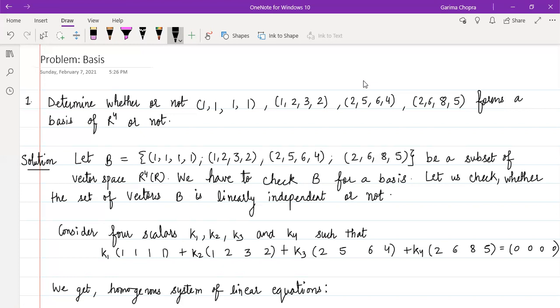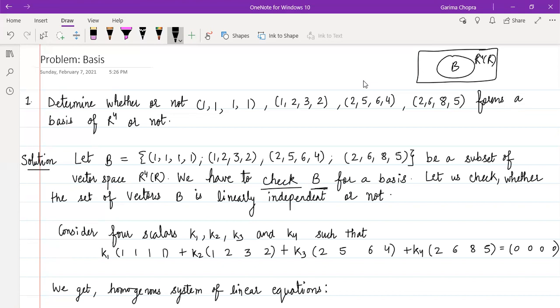So let us consider here set B. This B is a subset of this vector space R4, which is defined over the field R. B has four vectors, which are these given four vectors. Here we have to check whether this set B, the collection of four vectors we have taken as B, forms a basis or not.